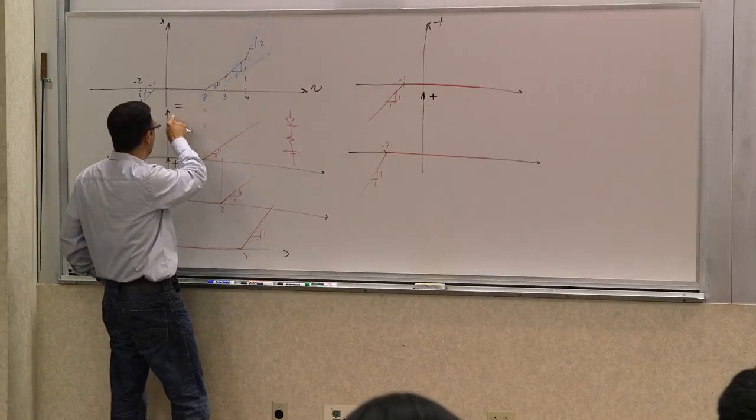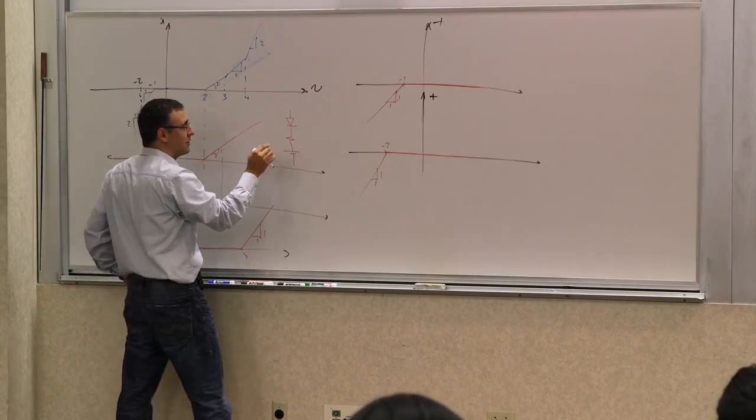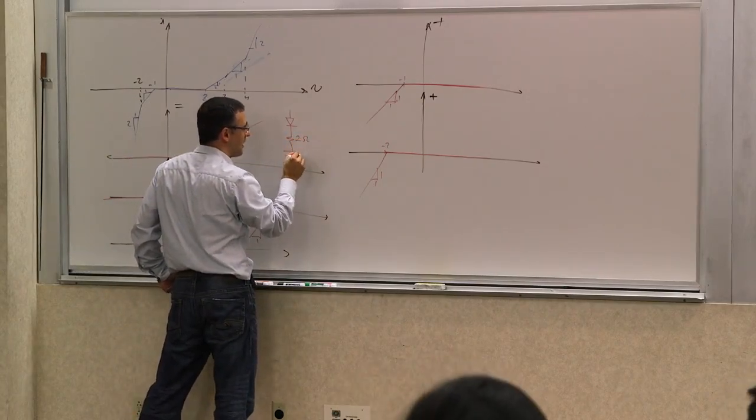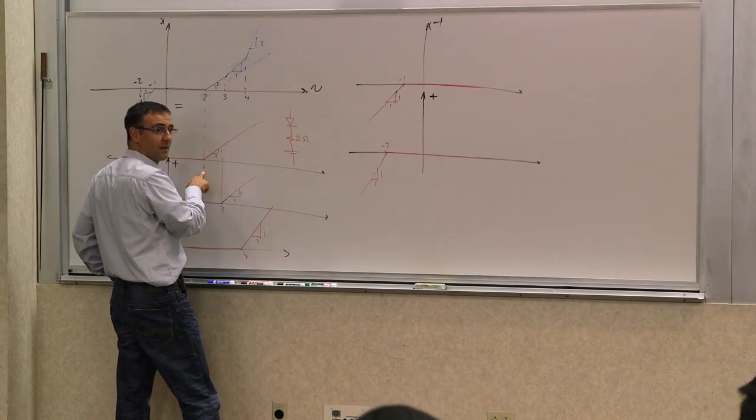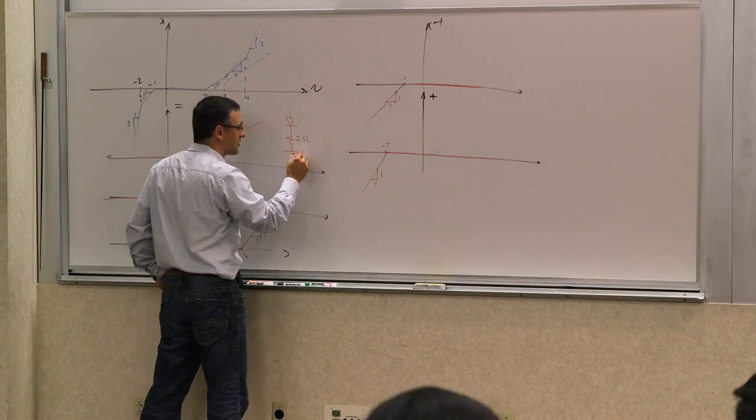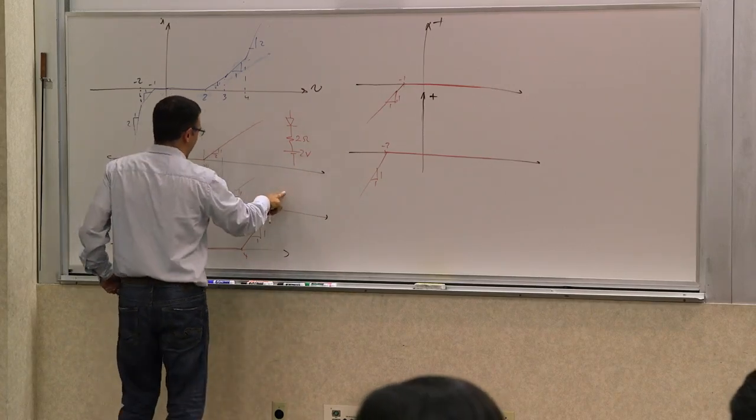2, right? This is a voltage versus current, right? So this is a conductor. So it should be 2 ohms. And what is this voltage? To get a starting point of 2 volts? 2 volts, exactly. So, and how about this one?